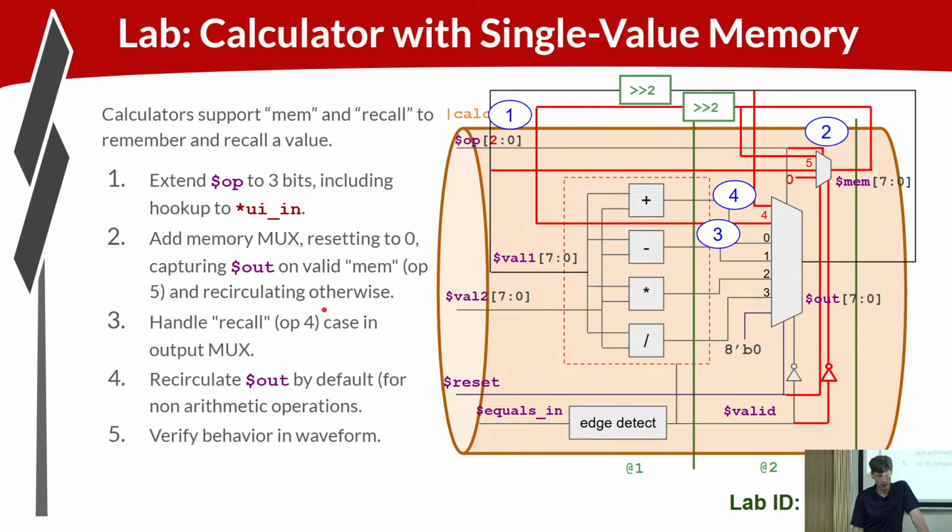Okay, I think I touched on everything. Any other confusion about this or questions? I'll let you work it through step by step. Because we're adding 2 operations, the mem and recall are operations. So we have add, subtract, multiply, divide, mem, and recall. So we need to be able to encode all 6.